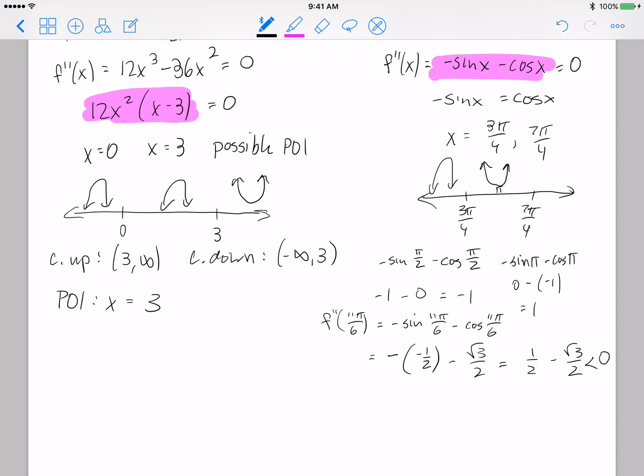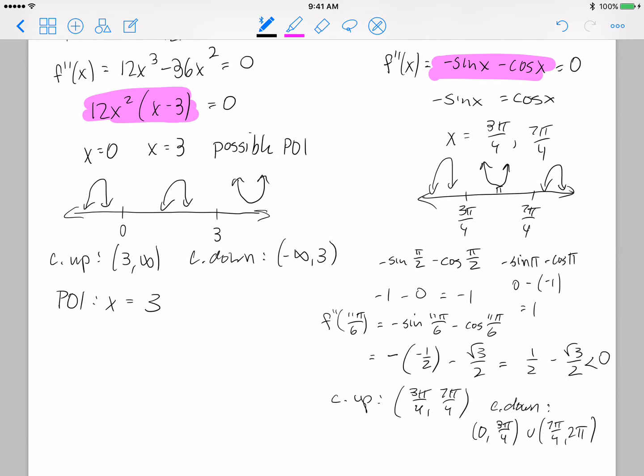And so in this interval, we are going to be concave down. Okay, so we are now ready to write our answer. This function was concave up on the interval from 3 pi over 4 to 7 pi over 4. The function was concave down on the intervals from 0 to 3 pi over 4, and also from 7 pi over 4 to 2 pi.